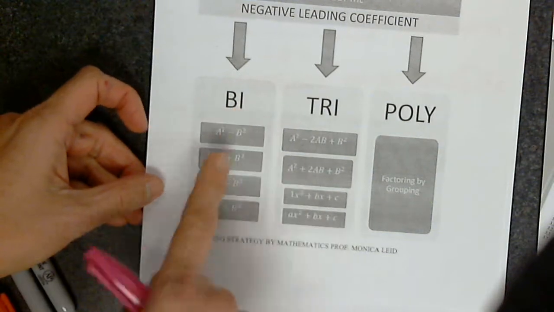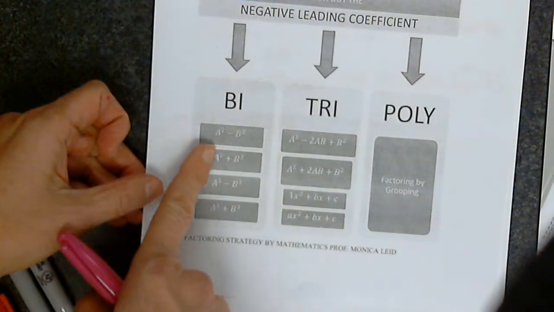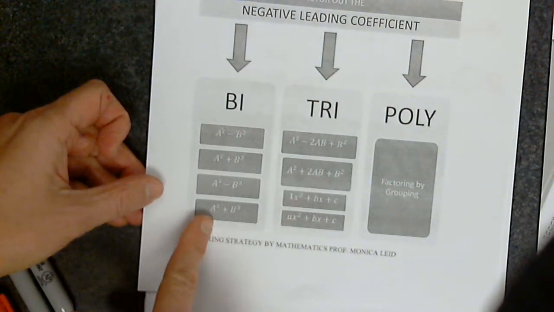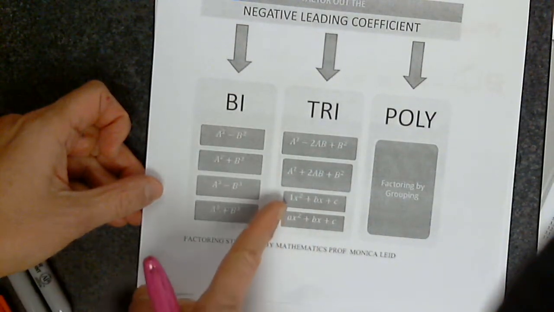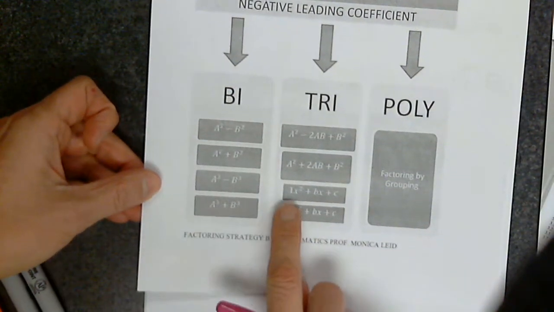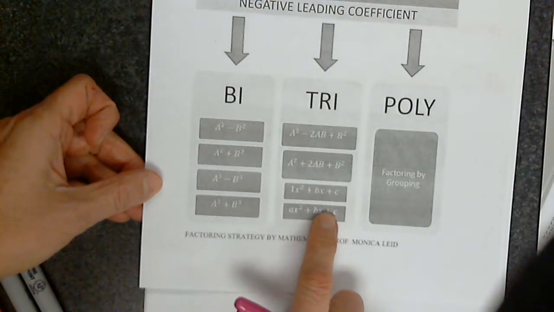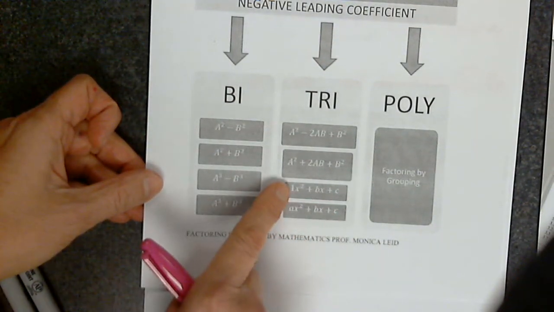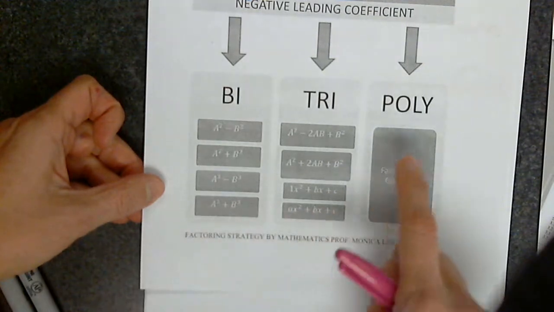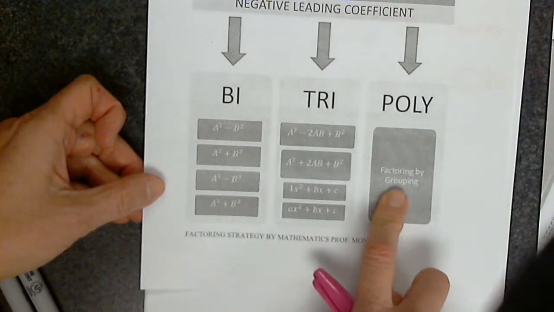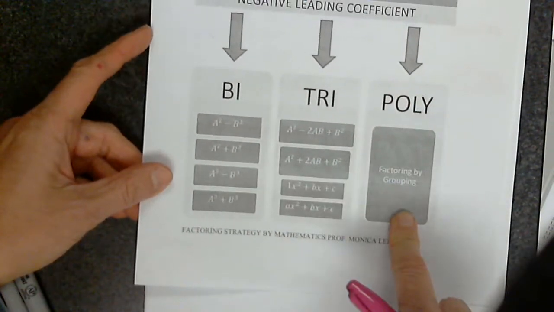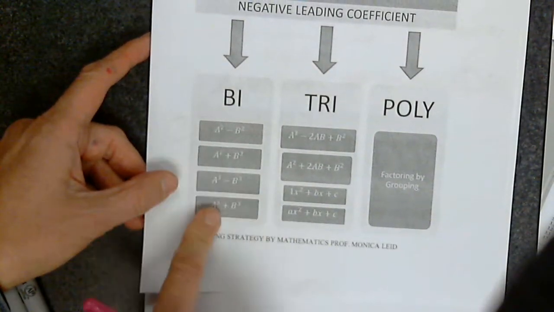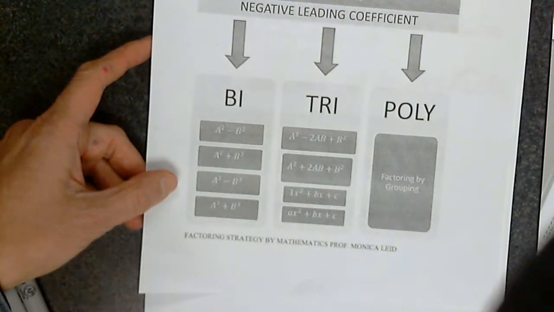If it's a binomial, I have to think in terms of the special products. If it's a trinomial, it's these two, or a special situation in which these are not perfect squares, but they have the leading coefficient 1 or not. And if it's a polynomial, the only chance I have is factoring by grouping. That's the easiest possible. This is the second easiest, and of course the trinomial is the most difficult.